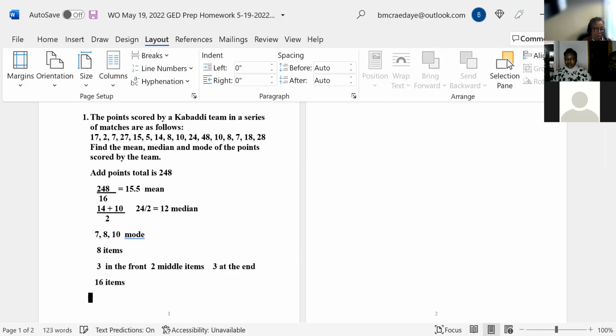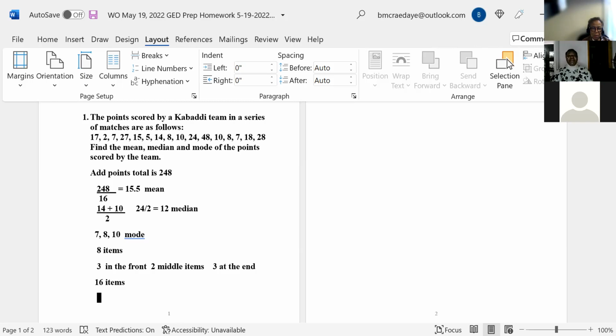For 8 items, we have 3 in the middle. And 16, 2, 8, 16. So it will be 6. No, six. Oh, okay. Take the 2 from 16. What do you get? 8. No, I'm sorry. Take the 2 from 16, 14. Okay. Now, what's half of 14, Michelle?